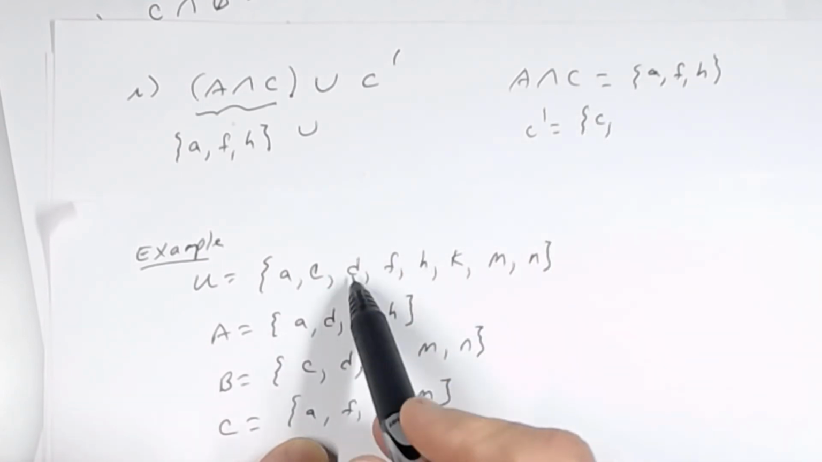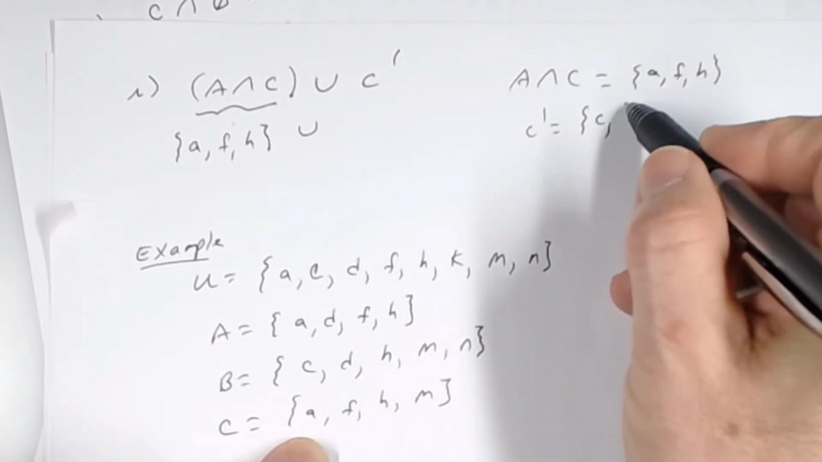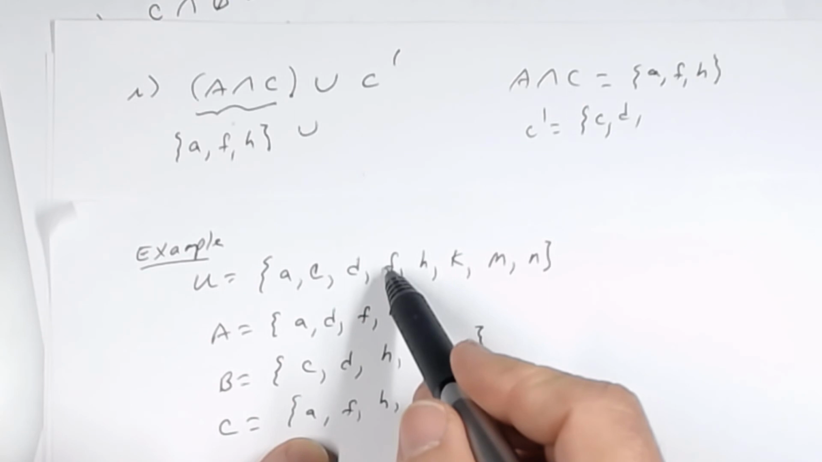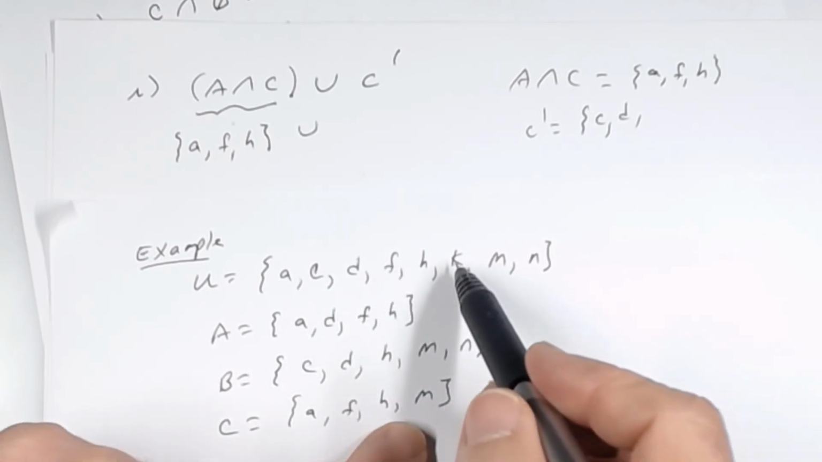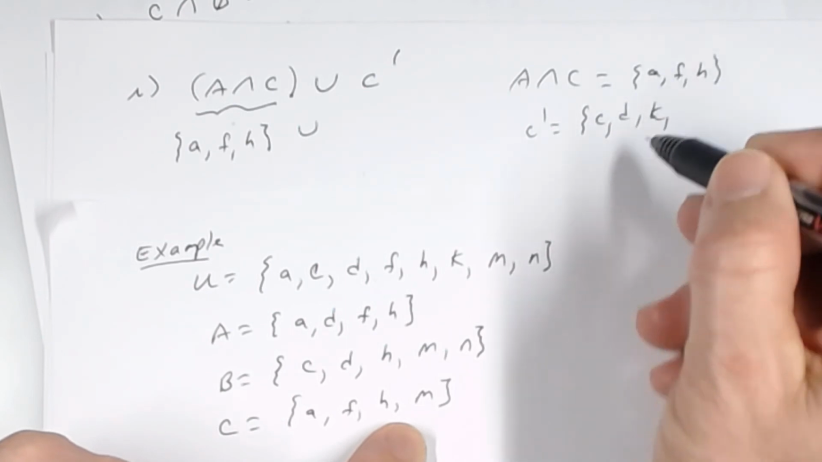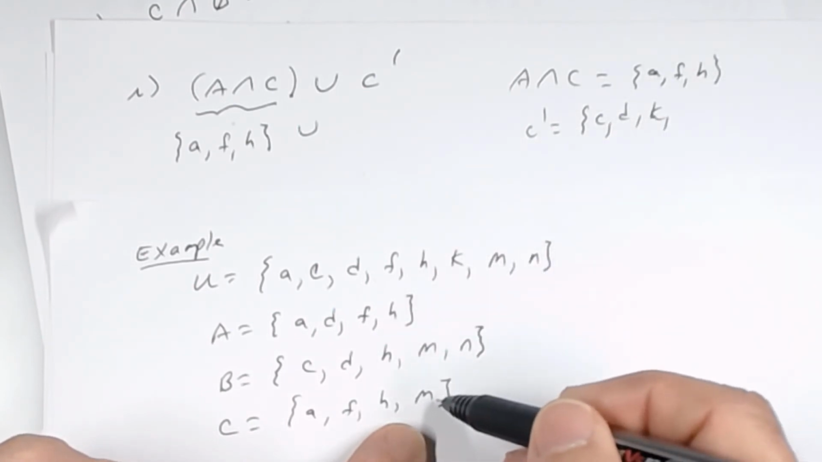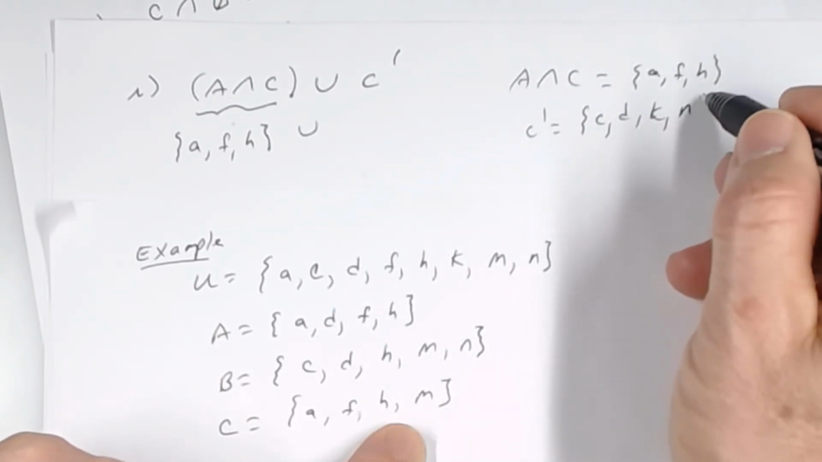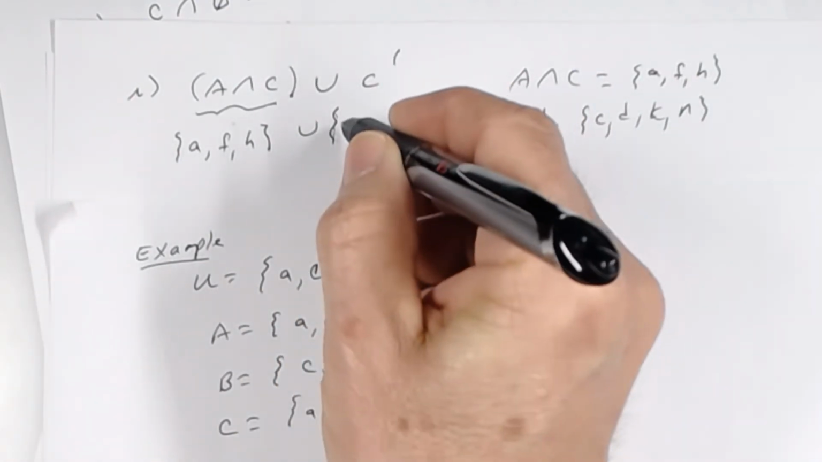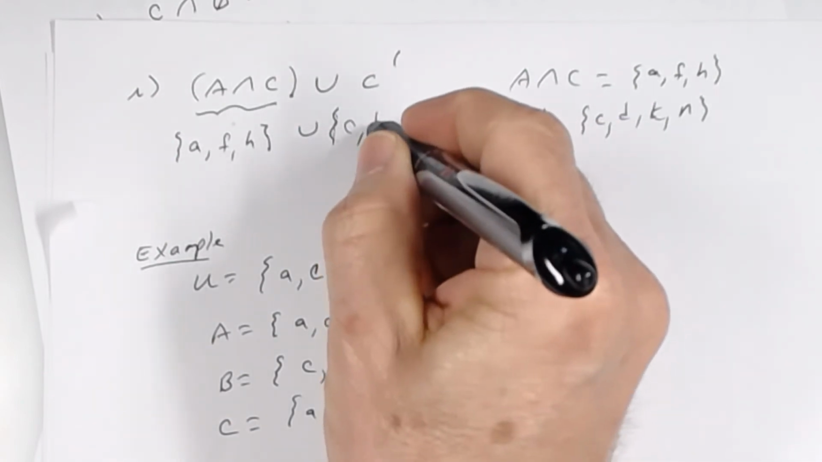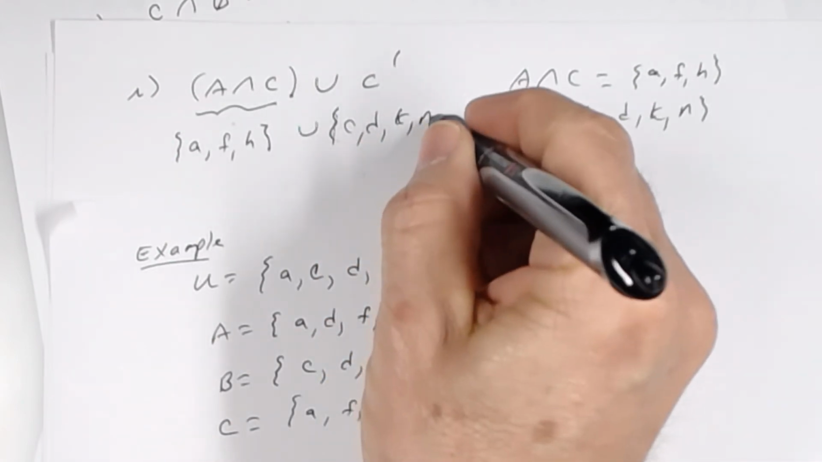Can I use D? Yeah. Yep. Can I use F? No, because F is listed. Can I use H? No. Can I use K? Yeah. Can I use M? No, because it's listed. Can I use N? Yeah. So that goes here. So C, D, K, and N.